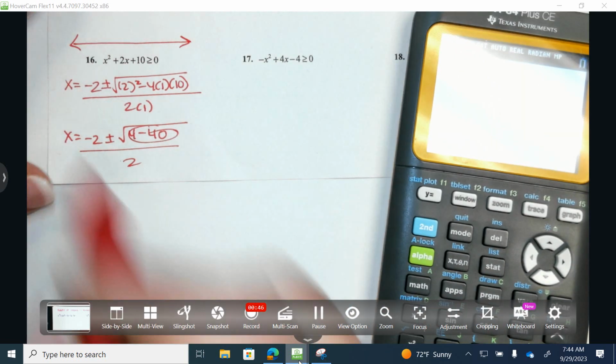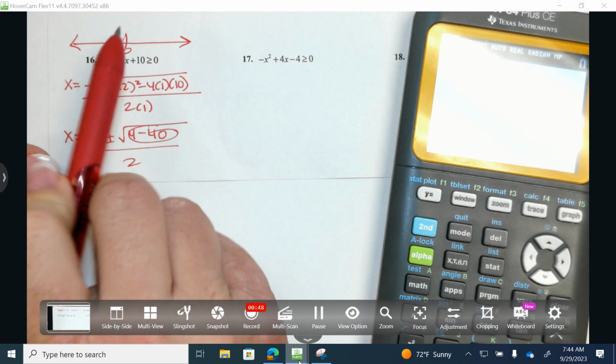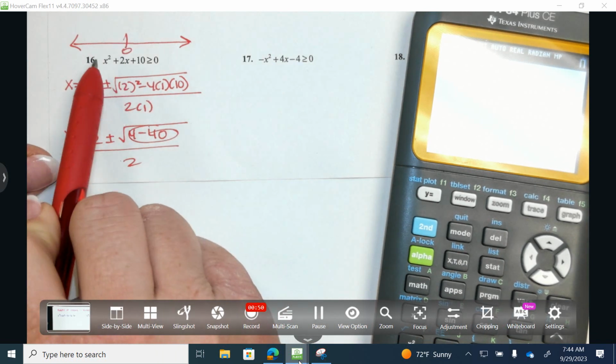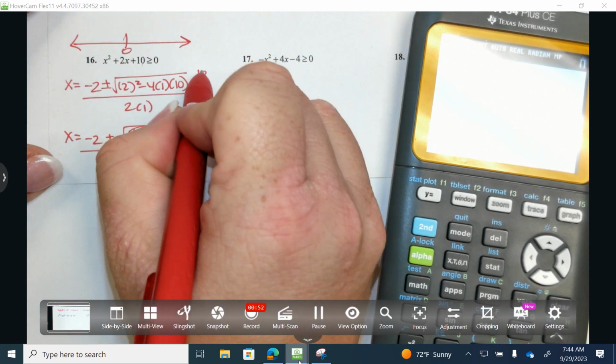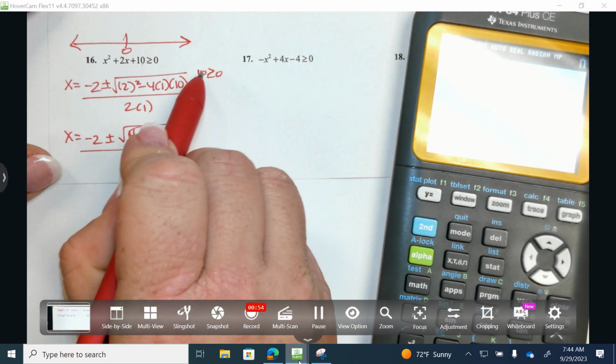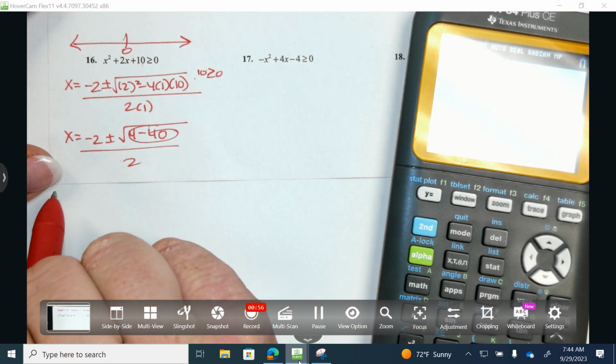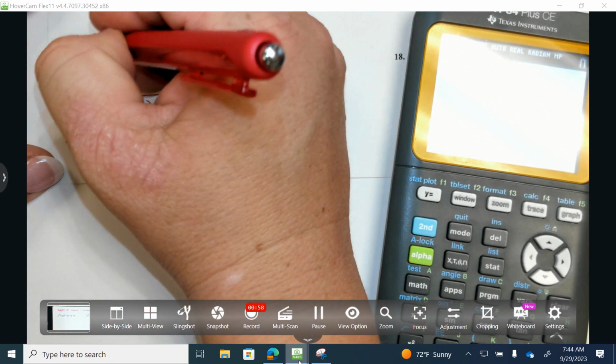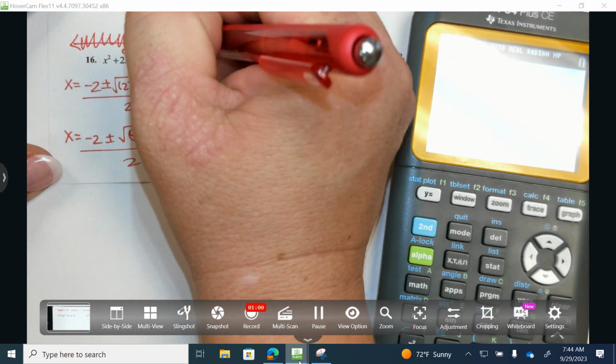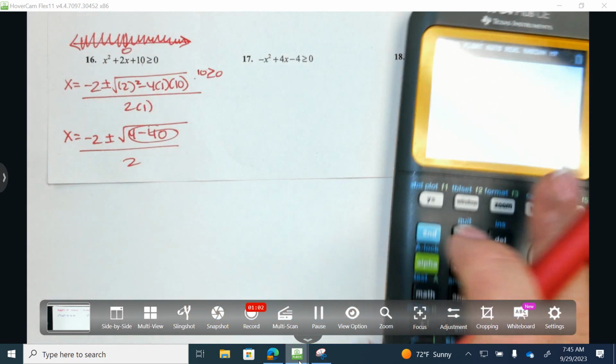I choose any number here. I always think 0 is the easiest to choose. 0 squared is 0, 2 times 0 is 0, so I have 0, 0 plus 10 is 10. And then I decide, is this a true statement? Is 10 greater than or equal to 0? It sure is. It's greater than 0. 0 works. That means everything will work. So it's all real numbers.